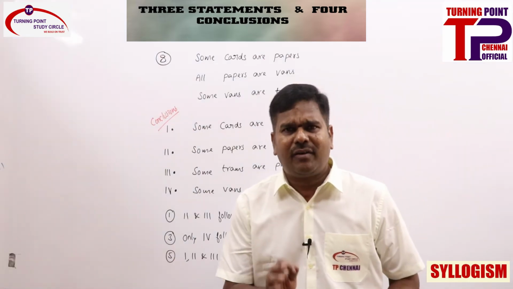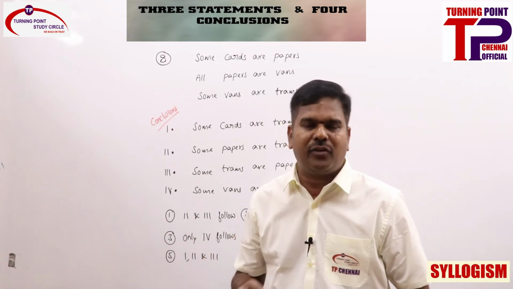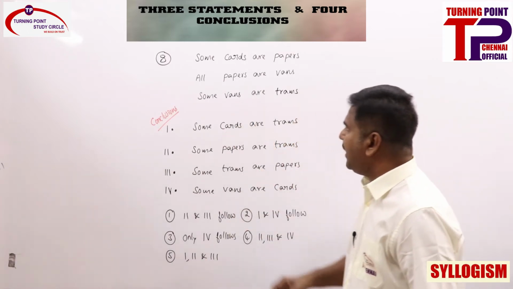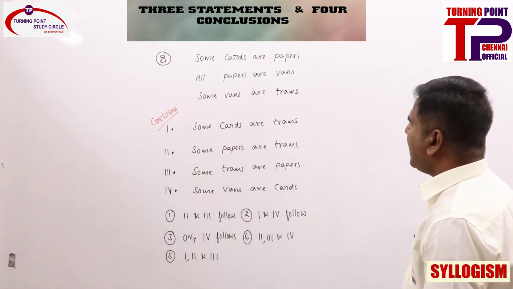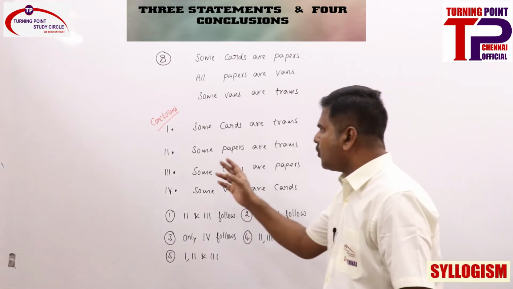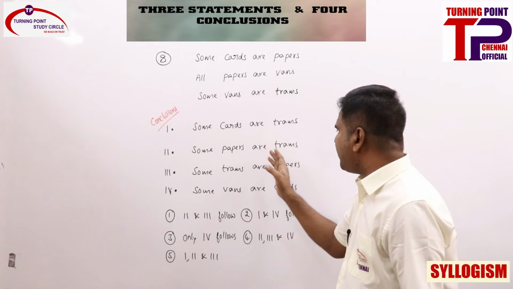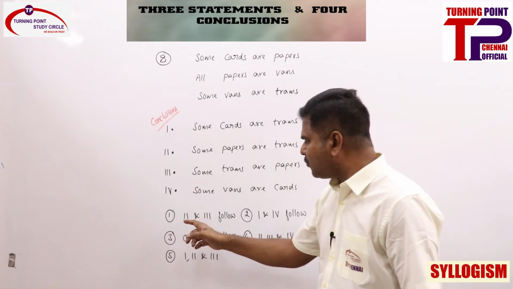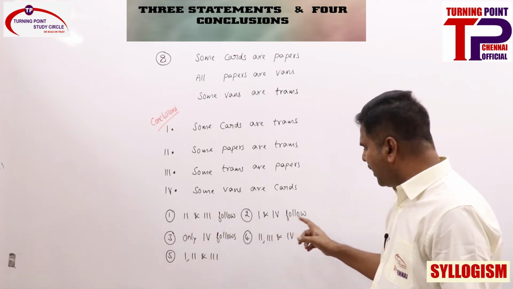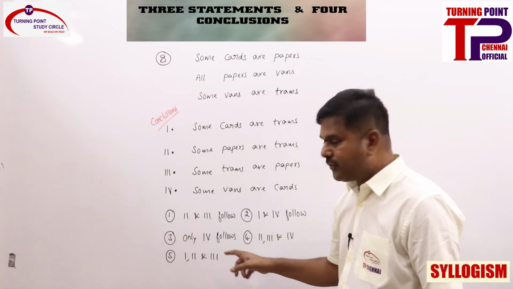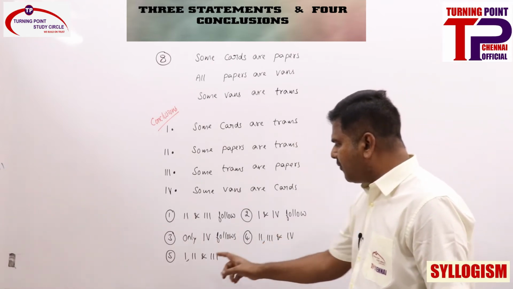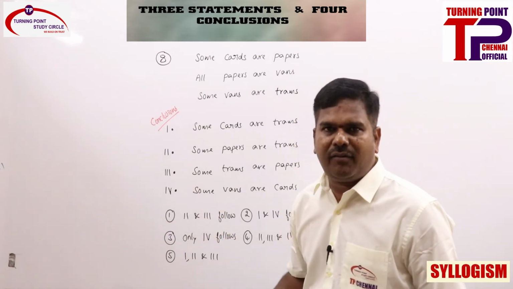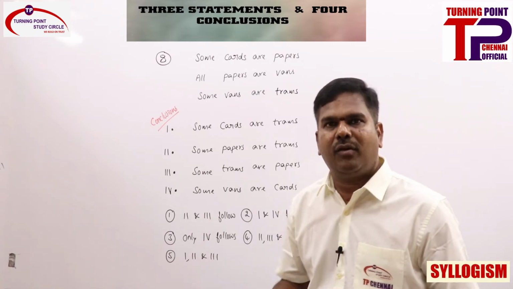8th one, a very easy one indeed. Even while reading the question itself, you can tell the answer. Anyway, I will give some time, we will discuss later. See the 8th one: some cars are papers, all papers are vans, some vans are trams. Conclusions: some cars are trams, some papers are trams, some trams are papers, some vans are carts. Answers: 1 if 2 and 3 follow, 2 if 1 and 4 follow, 3 if only 4 follows, 4 if 2, 3 and 4 follow, 5 if 1, 2 and 3 follow. You should have got the answer by now itself. Anyway, I will give some time, just go through that one, we will discuss later.